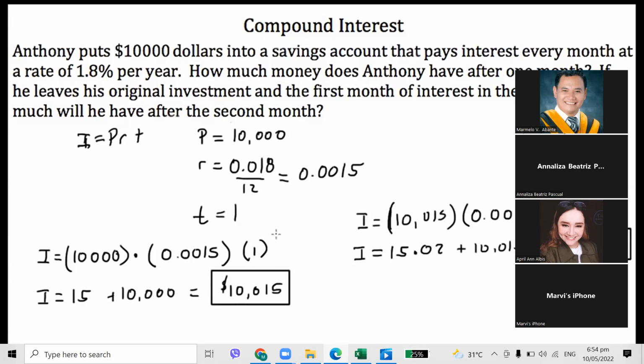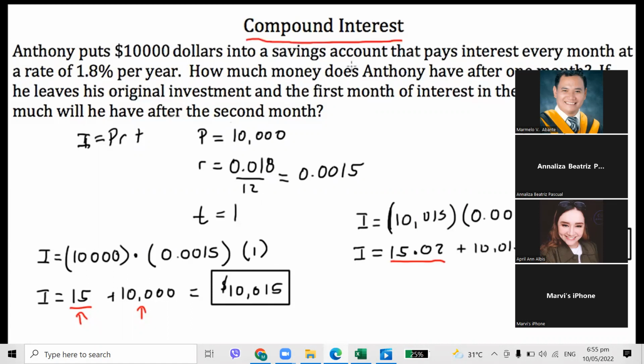What's important to realize here is that in the first month, Anthony got paid $15. In the second month, he got paid $15.02 in interest. And this 2 cents comes from the fact that he got paid interest on both the $15 and the $10,000 from the month before. Whenever you get interest on interest you previously earned, this is called compound interest.